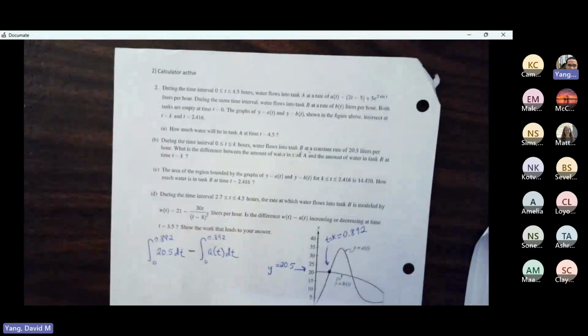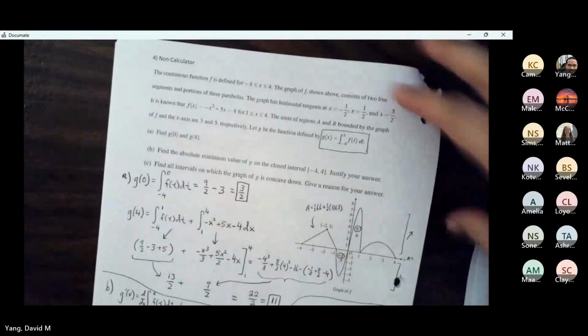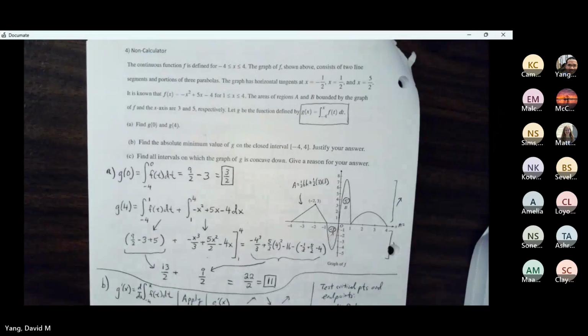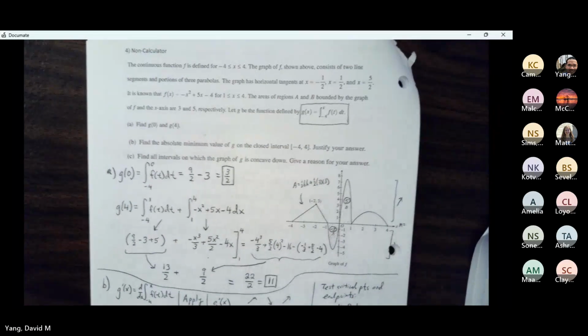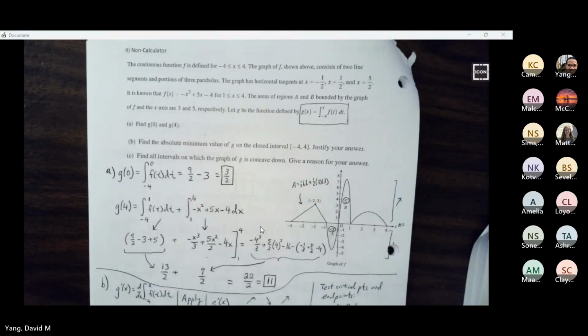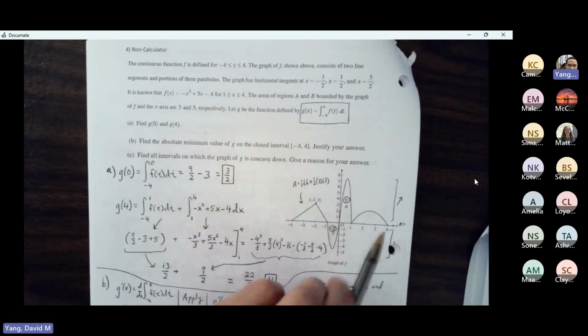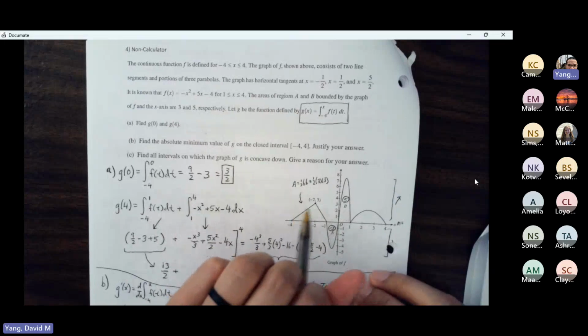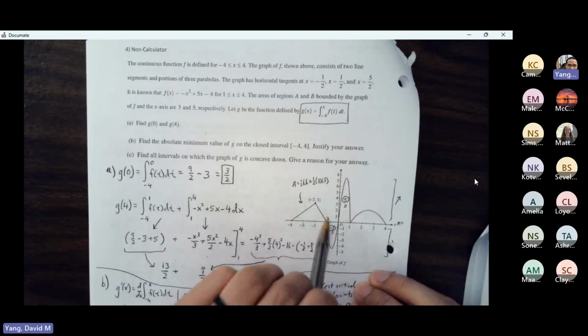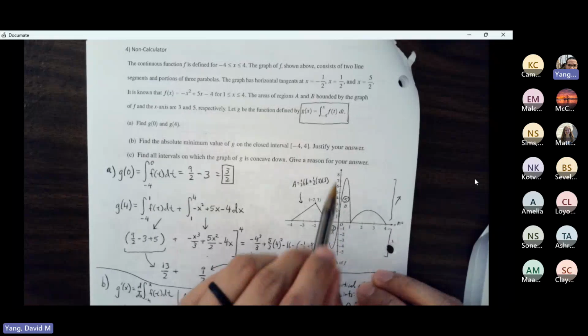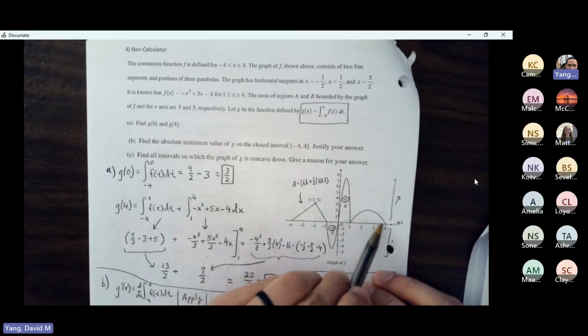Okay, number 4, also non-calculator. Continuous function f is defined between negative 4 and 4. The graph of f is shown here. It consists of two line segments, so we have two line segments here, and then you've got three parabolas: a parabola here, parabola B, and then another parabola here.